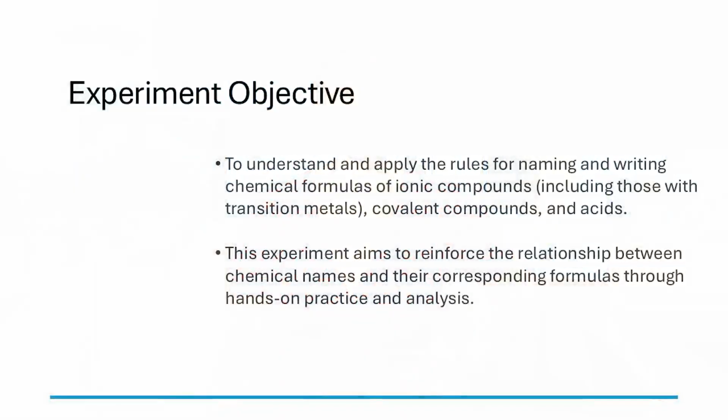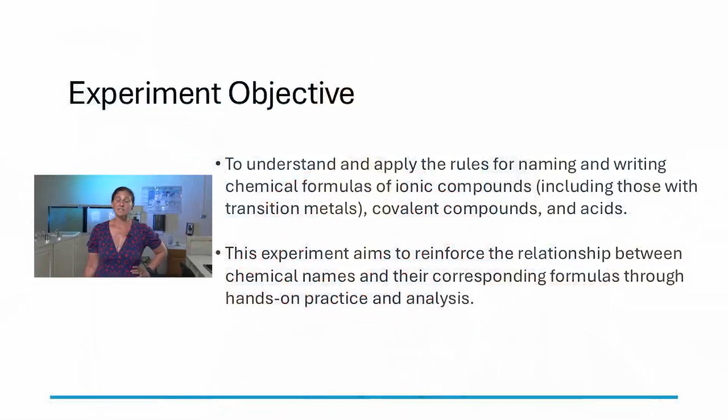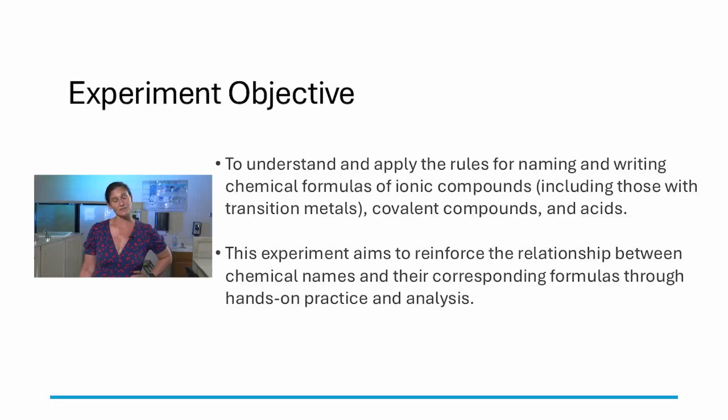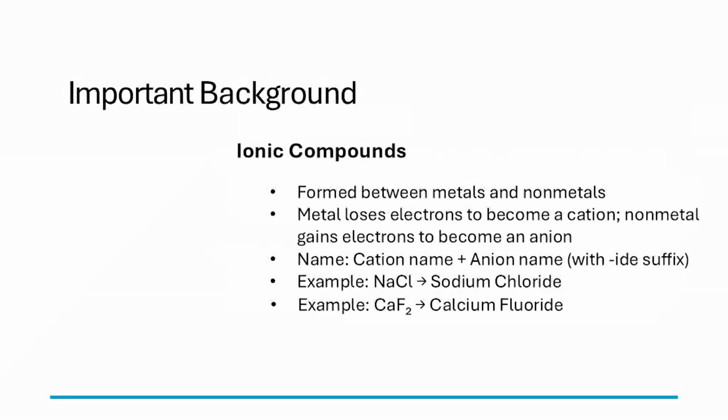This is going to be a dry lab, which means you're going to do it on paper. The purpose of this lab is to understand and apply the rules of naming of compounds. We're going to look at ionic compounds, including those with transition metals, covalent compounds, and acids. The experiment is going to reinforce a lot of the techniques that you learned during lecture and just give you extra practice. So, some background: ionic compounds.